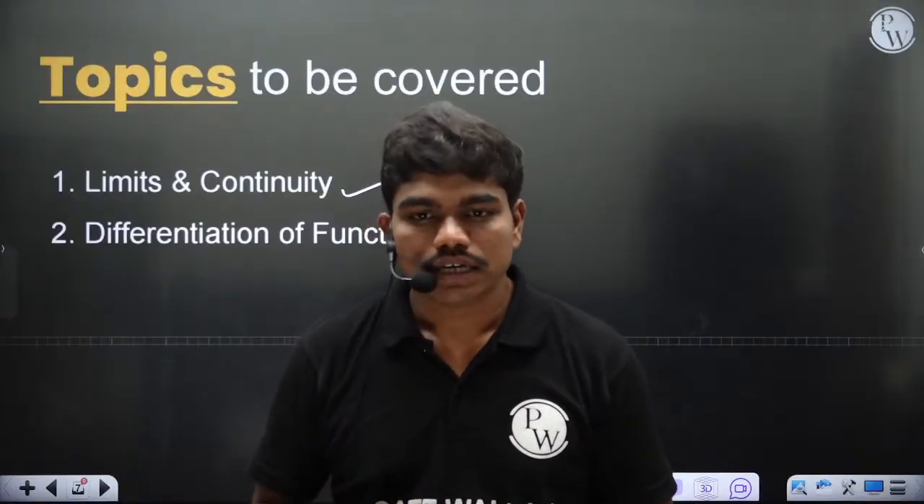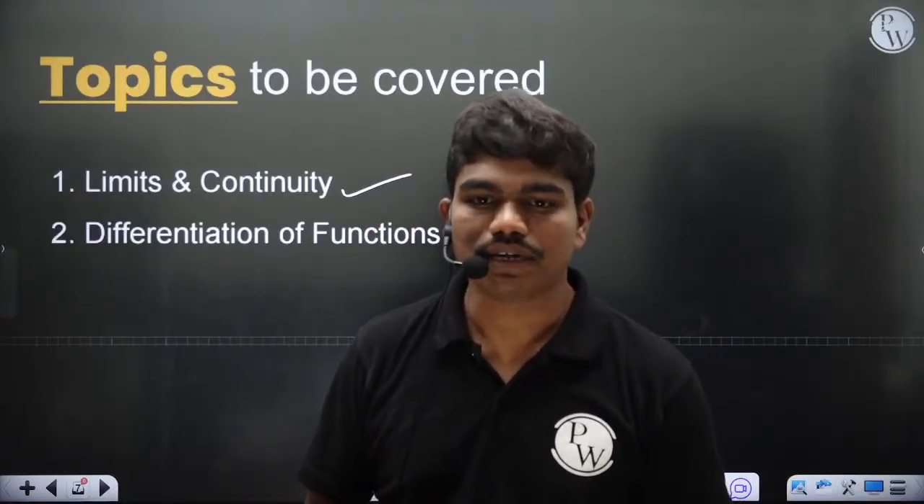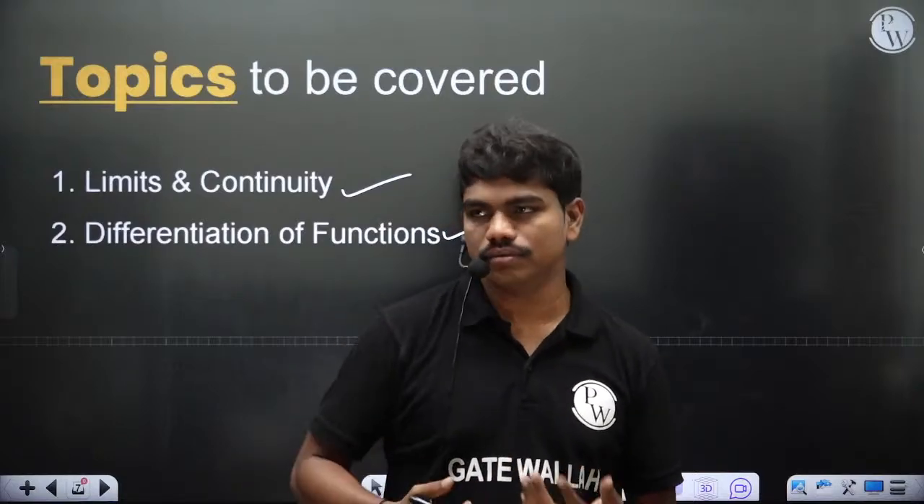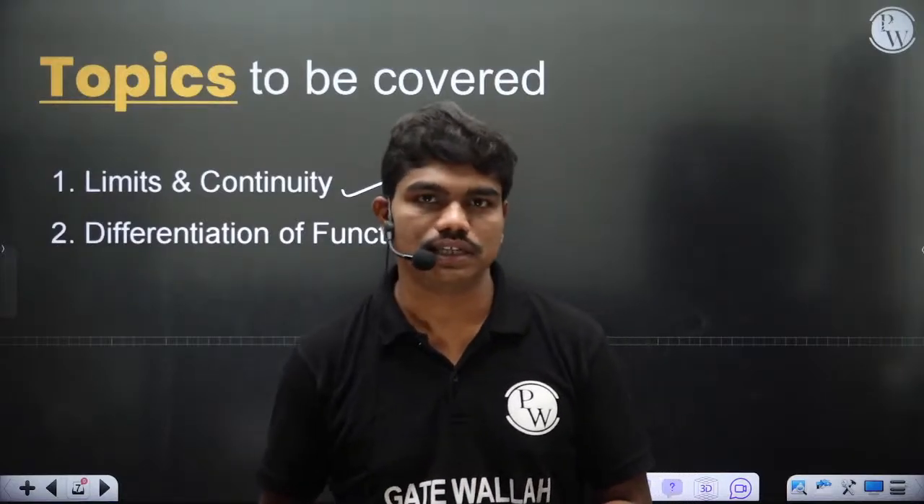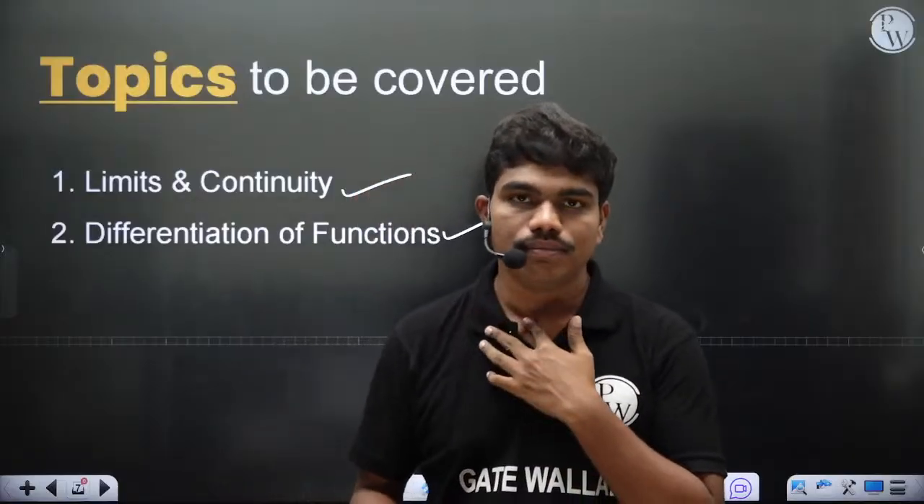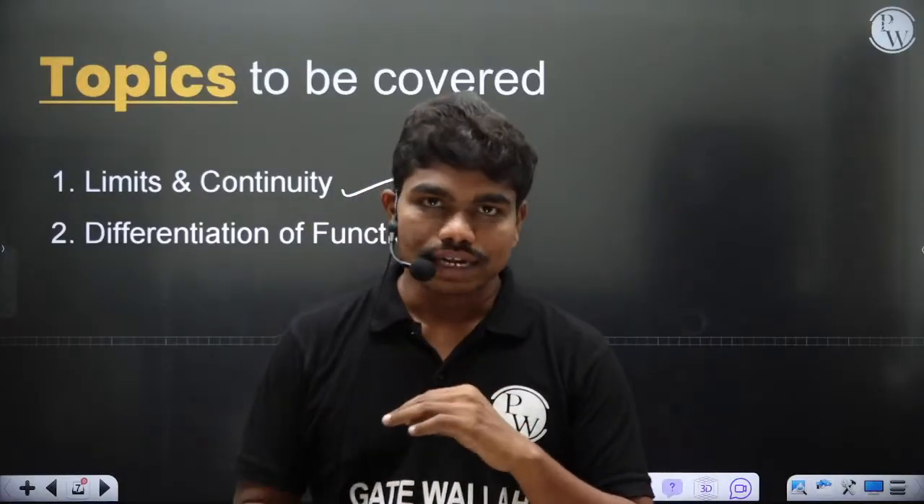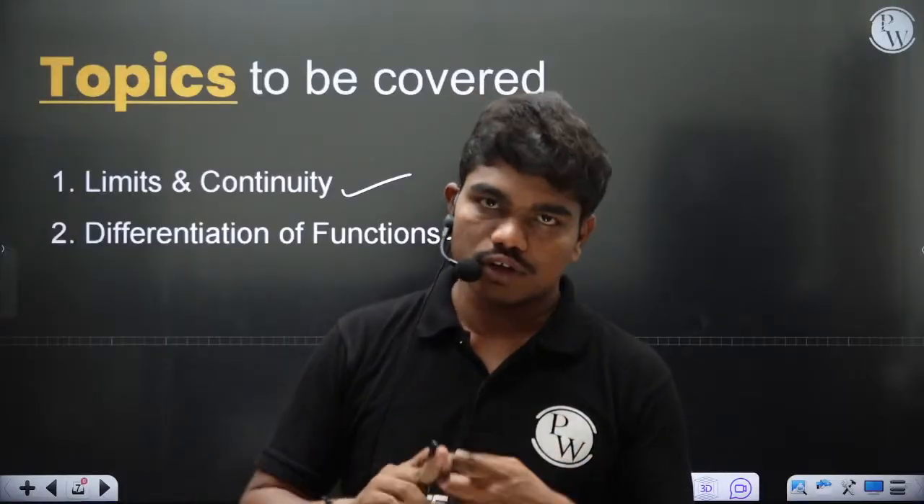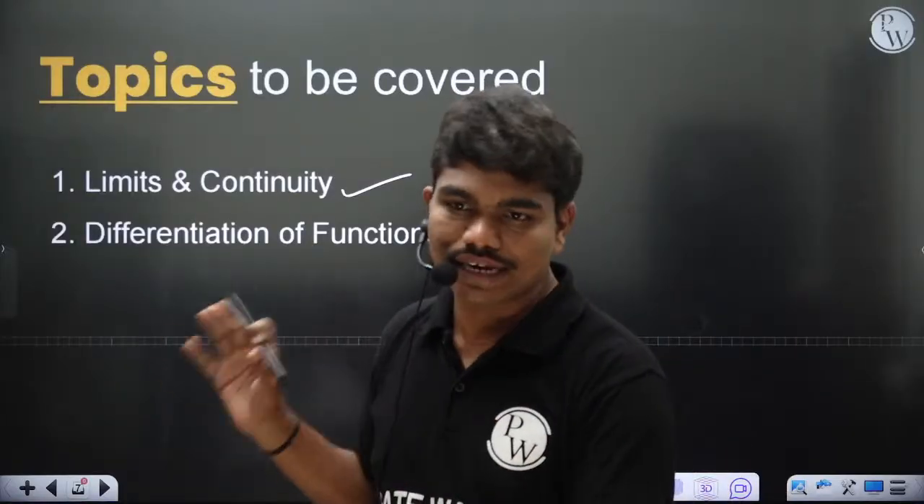Okay, sir, how many marks will come from this chapter for civil engineering? In general, for any branch of engineering, on an average 4 marks come from this calculus. That is single plus multivariable calculus, not including differential equations and all. If you include the total calculus module, you'll have 8 to 9 marks, but this is only single variable calculus.